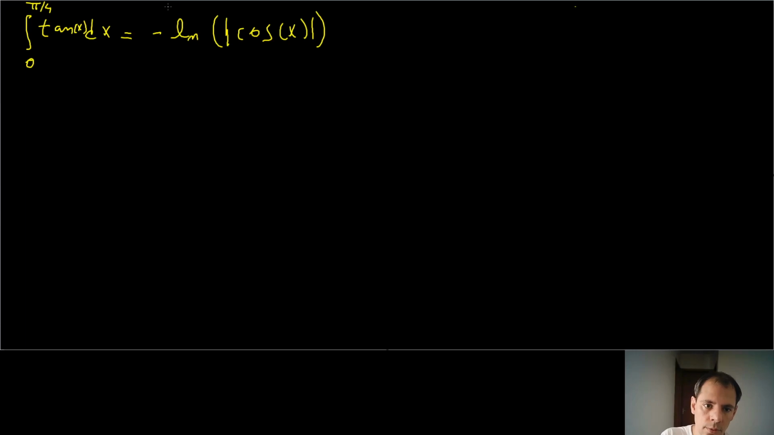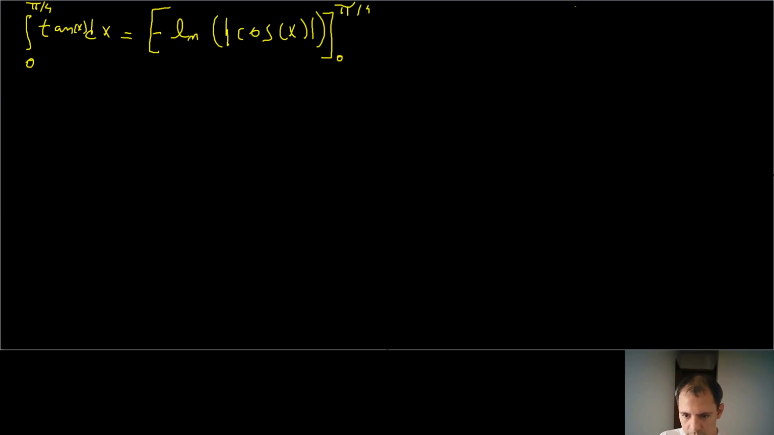Okay. So it's the integral of the tangent from 0 to pi divided by 4 dx. Of course, this is of x. I'm going to put a small x in there. Now, we found out that this equals the minus ln of the absolute value of the cosine of x, and all this is coming here from 0 to pi divided by 4.